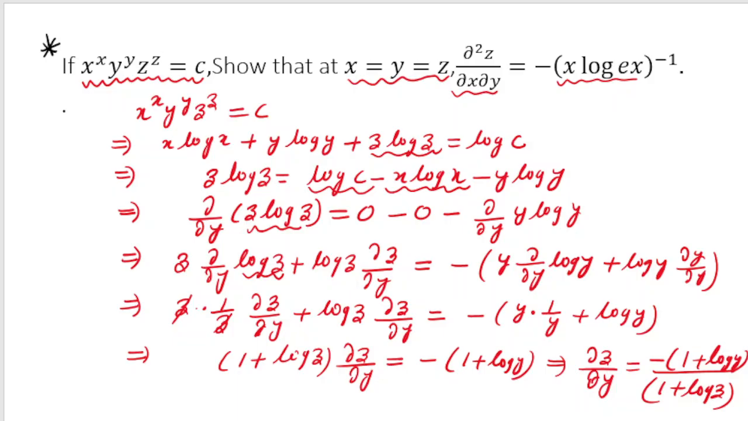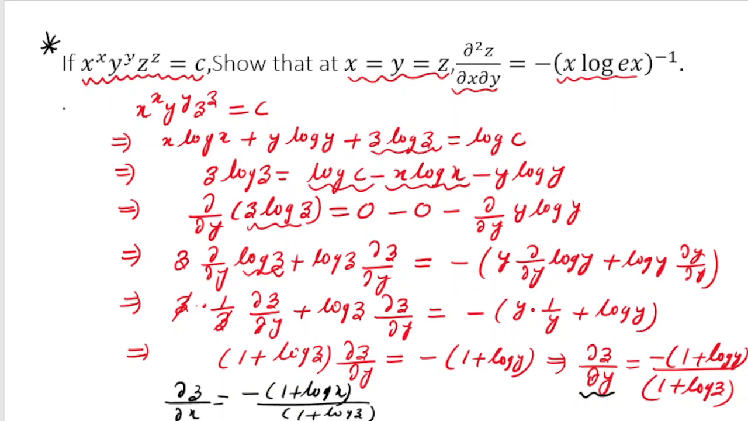So similarly, I hope you understand that if I have differentiated this with respect to y first, I am getting this. If I differentiate this with respect to x, then using the symmetry I will get minus 1 plus log x divided by 1 plus log z, right? Because this is symmetrical. If I have differentiated it with respect to y partially, I have got this. With respect to x, I will get this.